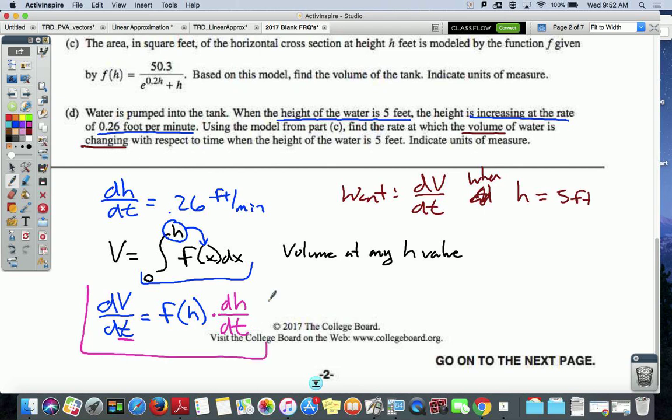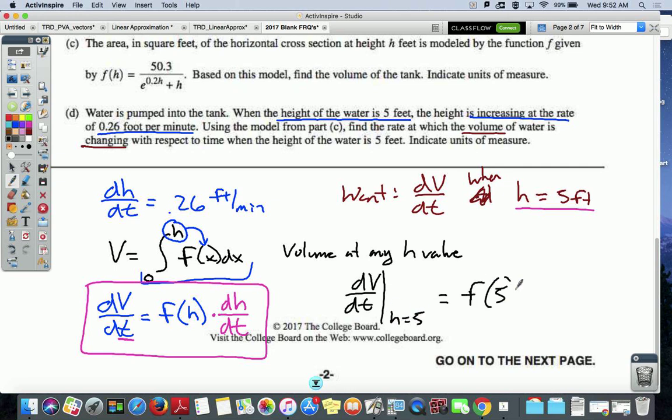So this is my formula that I'm now going to use to figure out what dV/dt is when h is equal to 5. That's the last piece. That's going to be f of 5 times dH/dt, which we know is 0.26, and that was given in the problem. How do I get f of 5? I plug 5 into the function in part C.